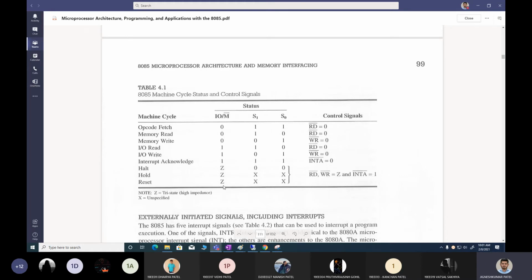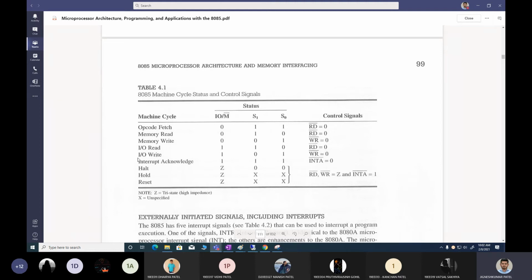When you perform reset, your input output goes to high impedance state, and S1 and S0 go to X, meaning it may be 1, it may be 0, it doesn't declare every time. So that is the scenario. But what are the other three? Interrupt acknowledge, halt and hold. Those are the other three operations.